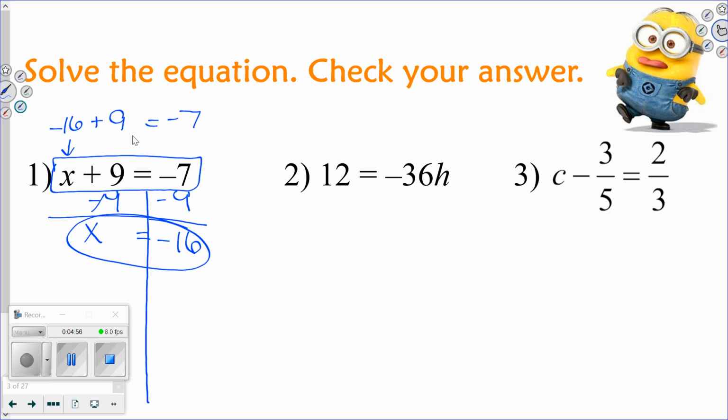Okay, so if you're ever not sure if you did it right, go back to the original, plug it in, because then it says -7 equals -7, which, yeah, it does. So I know my answer is good. Okay. How about number 2?